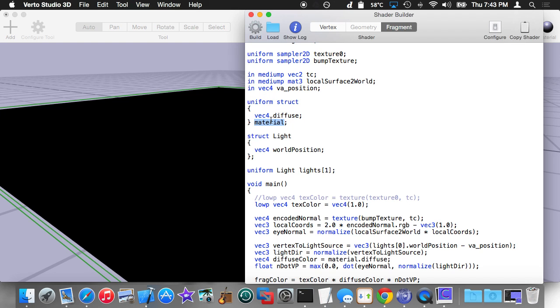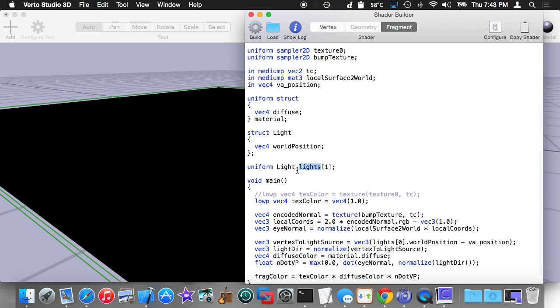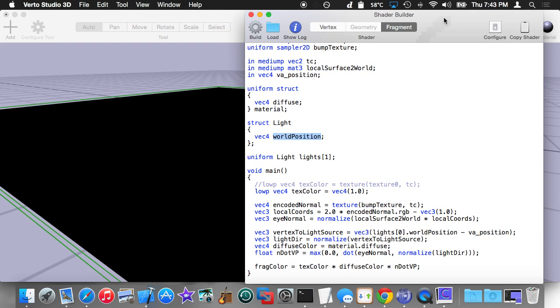The first one gives you the diffuse color, the diffuse color of the surface that I set in the editor. And the light structure gives you the world position of the light, which is important because we are working in world space now. If you want more information about these system uniforms, that's all in the shader programming guide of Verto Studio. So I declare an array of lights. I'm only using one, and that is automatically set for me by the system to the correct light.